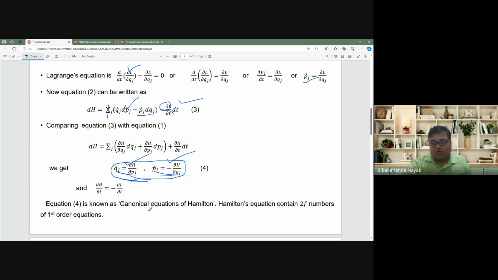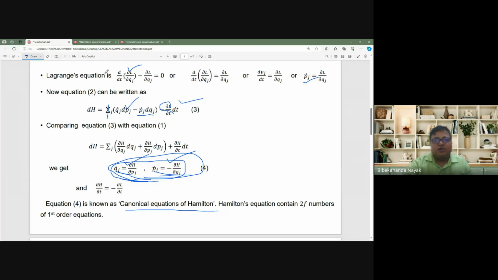For that reason, it is known as the canonical equations of Hamiltonian. If a pair of variables satisfies this kind of equations, then we call it a canonical pair of variables. And only canonical pairs of variables obey the uncertainty relation in quantum mechanics. So Q and P is a pair of variables, angle and angular momentum is a pair of variables, energy and time is a canonical pair of variables.